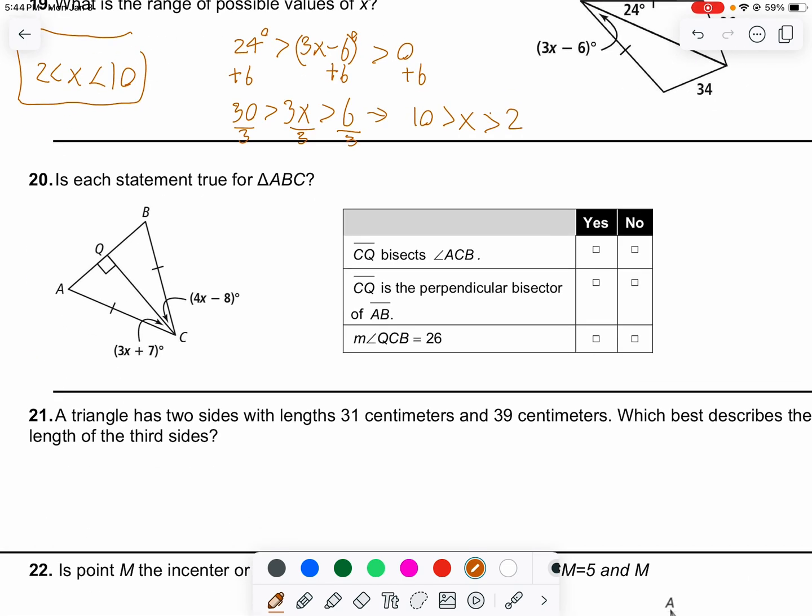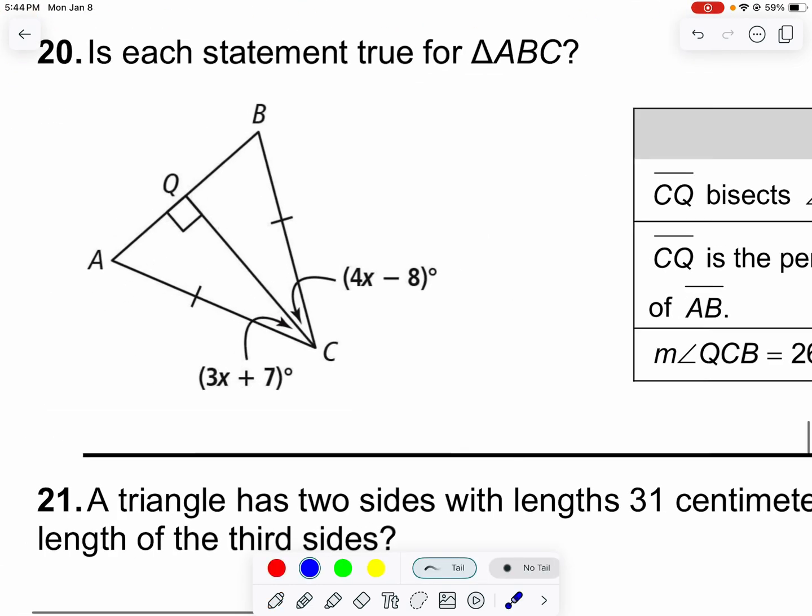Is each statement true for triangle ABC? Well, let's take a look at triangle ABC before we decide if things are true. Isosceles triangle, so base angles are congruent, which means since this is a right angle, this is also a right angle. These two triangles are congruent by angle, angle, side. Again, isosceles makes those congruent. Right angle makes that congruent. So these two triangles are congruent by angle, angle, side. So these are also congruent, which means we can go ahead and solve for x.